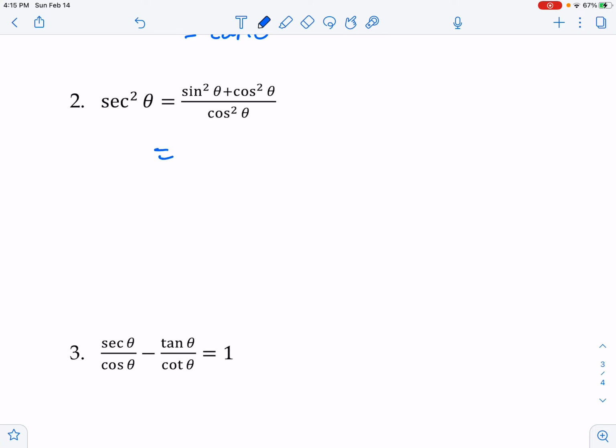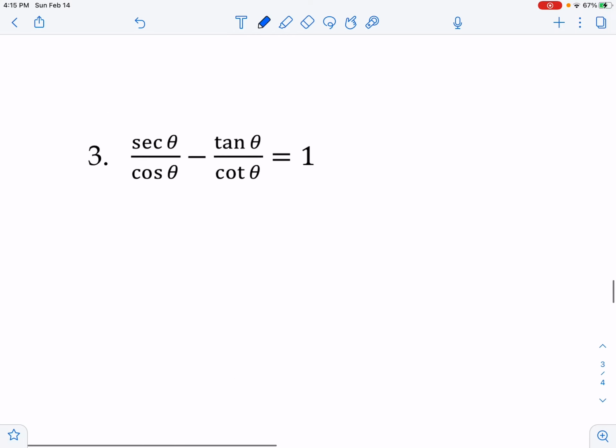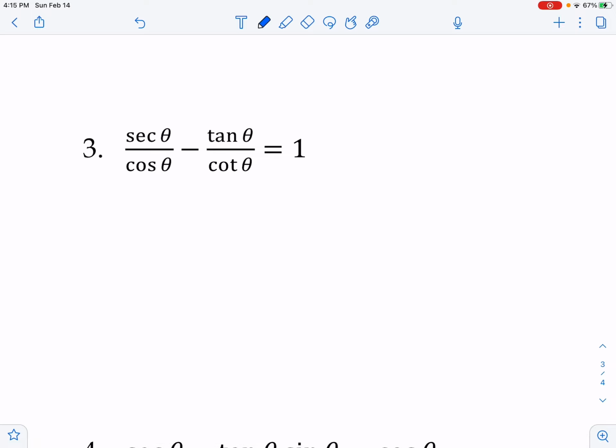I take this complicated side: sine squared plus cosine squared is 1, over the cosine squared of theta, and that equals the secant squared of theta, and you're done. Usually they have more than one step. Sometimes they have 9, 10, or 11 steps. Show your work.